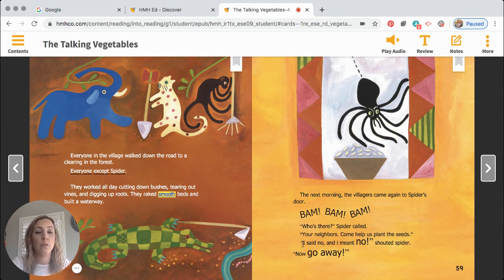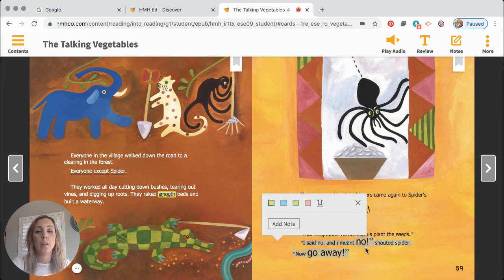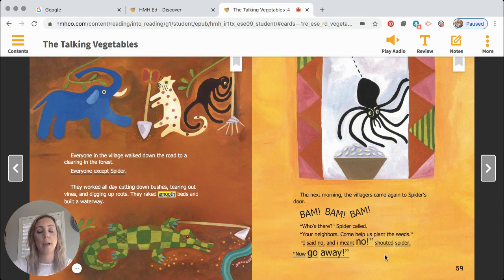You could also on page 59 highlight or underline the sentence where Spider talks and says, "I said no, and I meant no," shouted Spider. "Now go away." What this tells us is that Spider is not very friendly, right? First, he doesn't go with his neighbors who ask for help. And secondly, he shouts at them when they try to ask for more help, right? He says, "Go away," and he shouts at them. Those two things tell me that Spider is not a very friendly, not a very positive character in our story. Let's keep reading to see if that stays the same or if that changes.